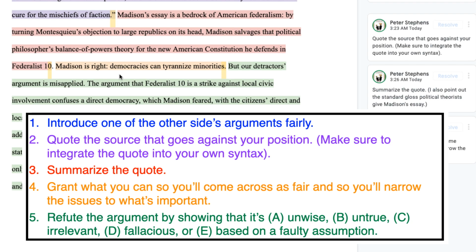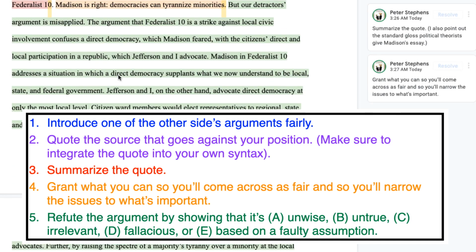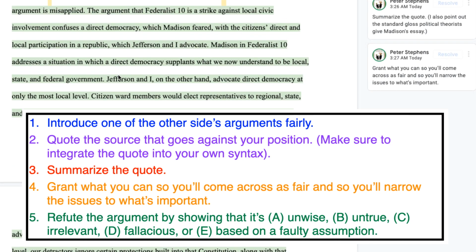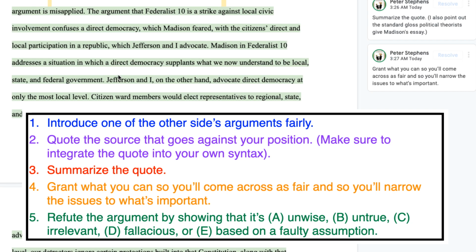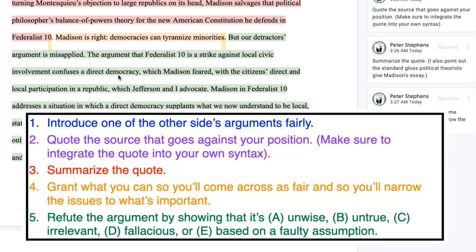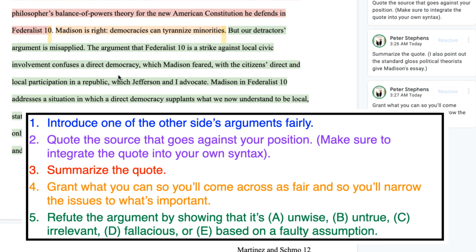Not only have I summarized it, but I also point out the standard gloss that political theorists have given Madison's essay for decades. Now I'm going to admit what I can, and I'll come across hopefully as fair, and I'll also narrow the issues to what is important. Madison is right. Democracies can tyrannize minorities. So I'm not going to argue that. We don't have to waste any time since I'm ready to concede it. And I'm also hopefully looking reasonable.